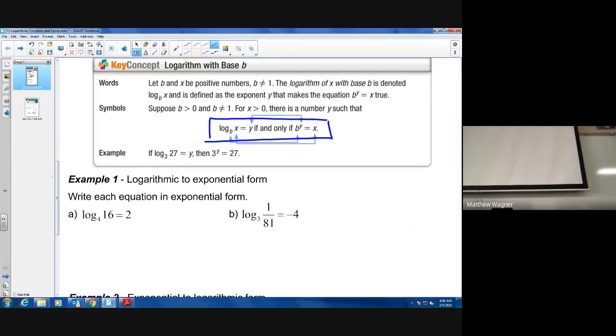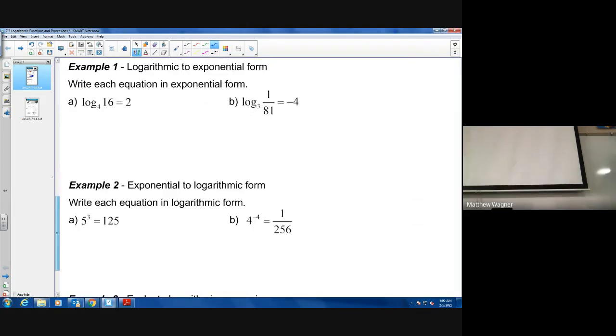So log base b of x equals y if and only if b to the y equals x. If you notice, the bases are the same. The base of the log is the same as the base of the power. The answer is your power. And then what you're logging is the same as the answer. Okay? So if log base 3 of 27 equals y, then 3 to the y equals 27. We can use this information to help solve.